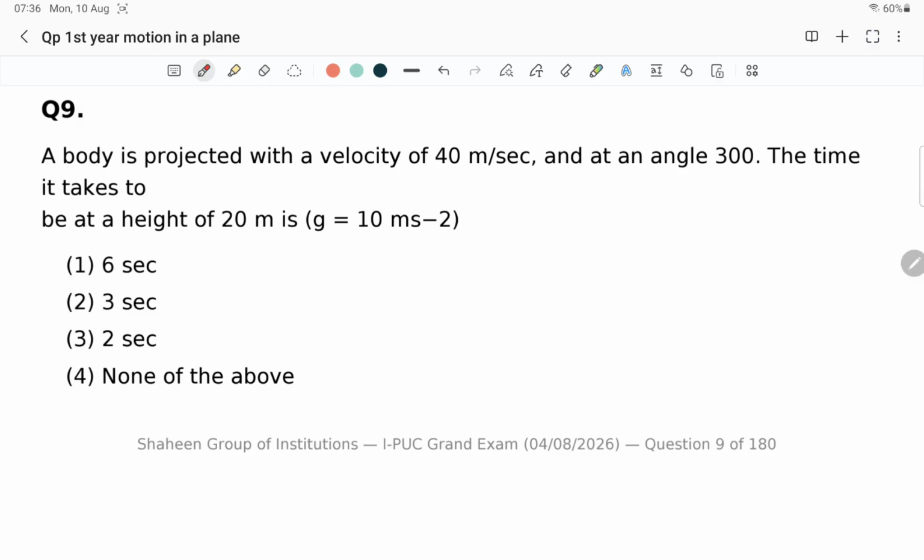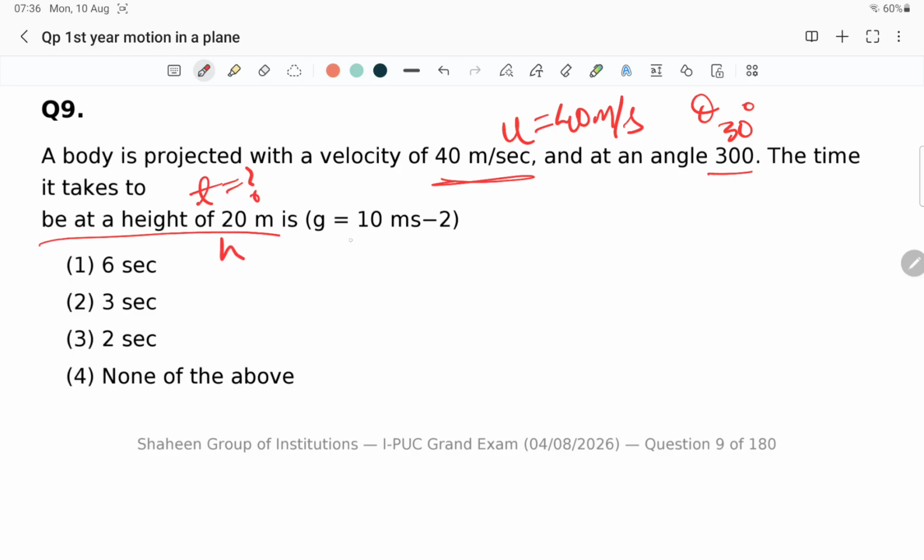So look at the next question. A body is projected with a velocity of 40 meters per second. So u he has given as 40 meters per second at an angle of 30 degree. So theta is given. The time it takes has to be found to be at a height of 20 meters. Height he has given, 20 meter. g he has given. So how do you solve this problem?